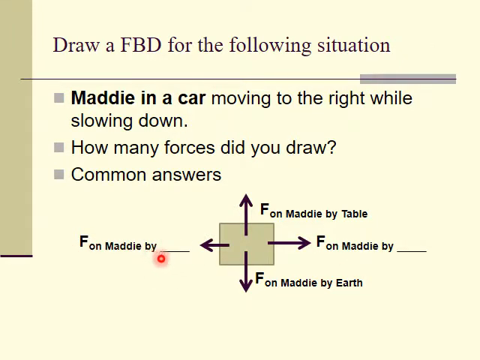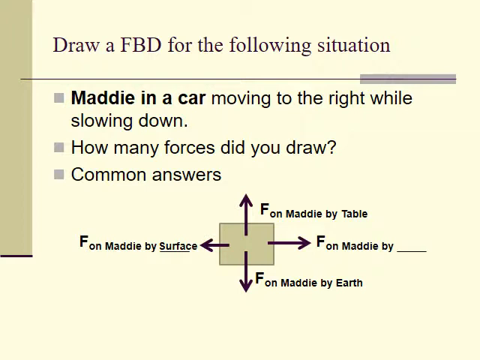Force on Maddie by friction. By the way, friction is not an object, so this would not be the name of the force. Friction is the actual name of the type of force, but the object that is exerting friction on her might be something like the surface. You could say something like force on Maddie by surface.